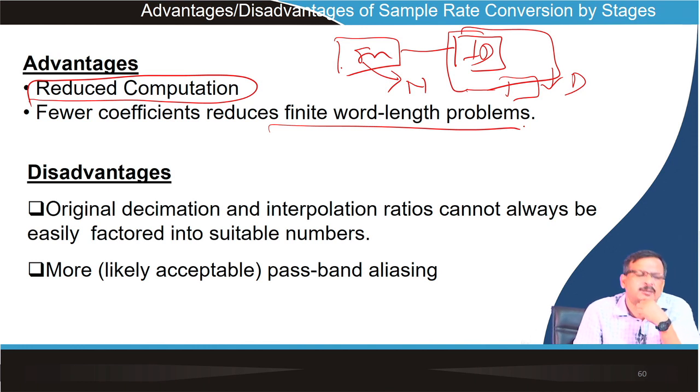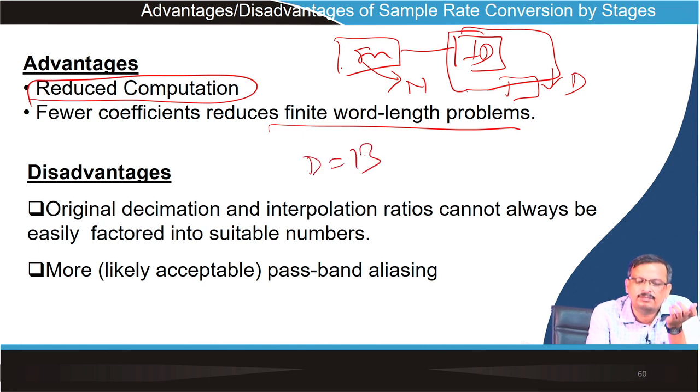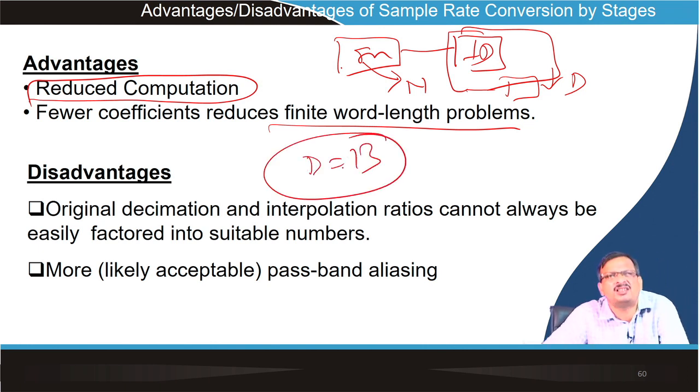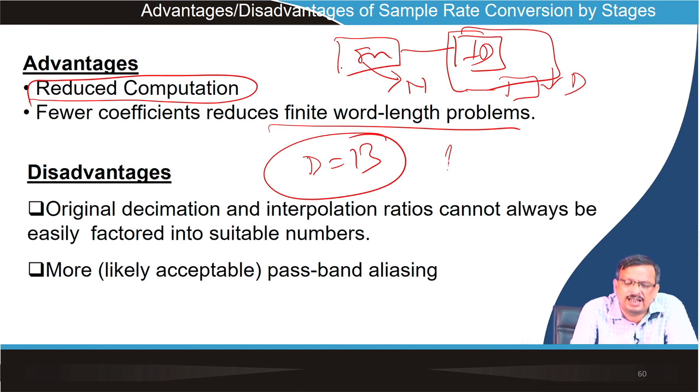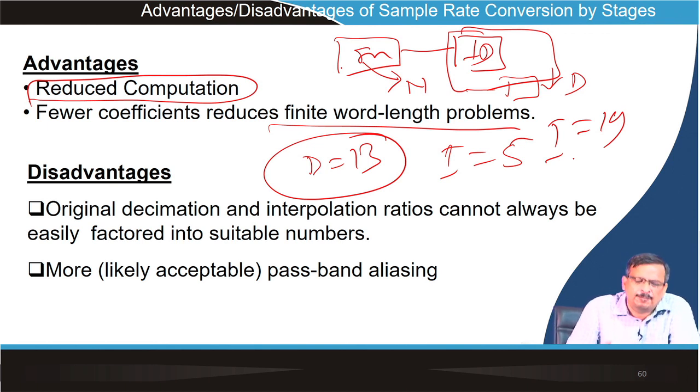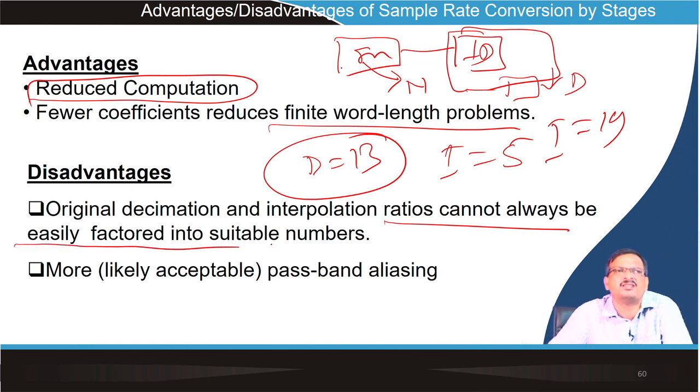Then what is the disadvantage? Many times, let us say D is equal to 13. Can I process in multi-stage? No, I cannot do that. Similarly, let us say I is equal to 19. If the decimation or interpolation ratio cannot easily be factorized into suitable numbers, then I cannot use multi-stage decimation or multi-stage interpolation.